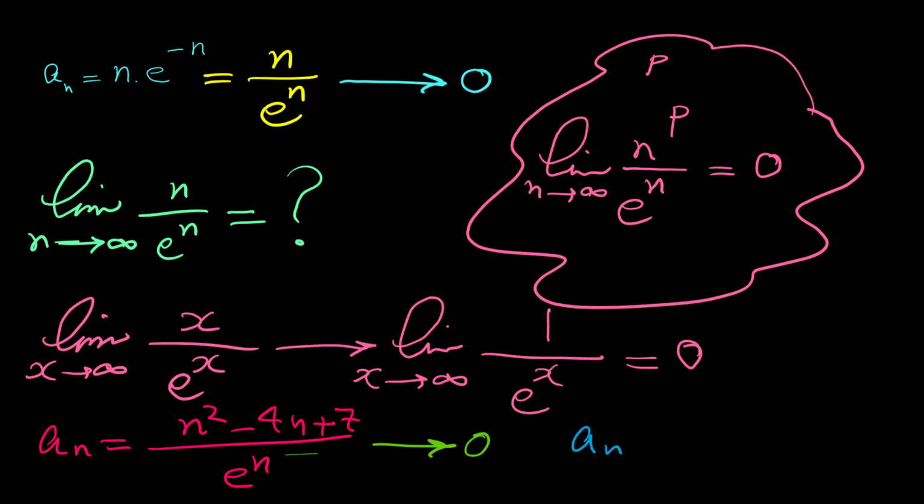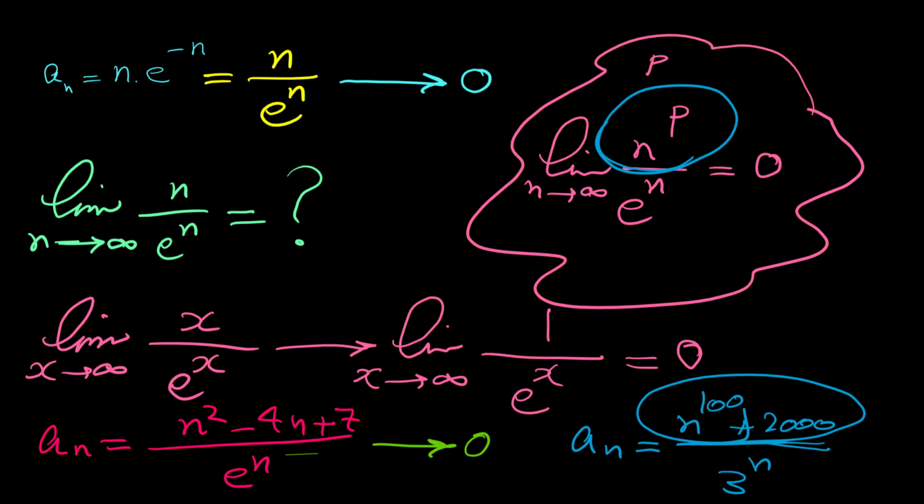What about this? an equals n to the power of 100 plus, for example, 2000 all over, let's say, 3 to the n. Again, in the numerator we have just a polynomial. In the denominator we have an exponential function. Maybe you ask yourself, but this was e to the n. E is a number 2.7. It doesn't matter, it is e to the n or 2 to the n or 3 to the n or 5 to the n, as long as the base is a number greater than 1, like 2, 3, 2.5, 1.47, 10, and other positive numbers greater than 1, the limit is 0. So this sequence converges to 0.